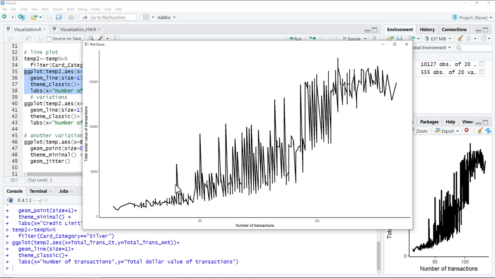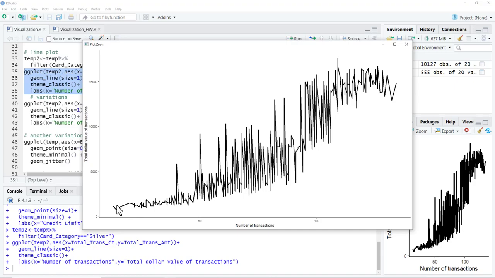So notice it's not a smooth line. That's because we have lots of data in each of these spots, so it's a little messy. This is how many transactions they've had on the credit card, and this is the total dollar value of all of their transactions. So for those that have had lots of transactions, of course, we should expect an upward sloping line. If they've had more transactions, they should have more money that they've spent on the card.